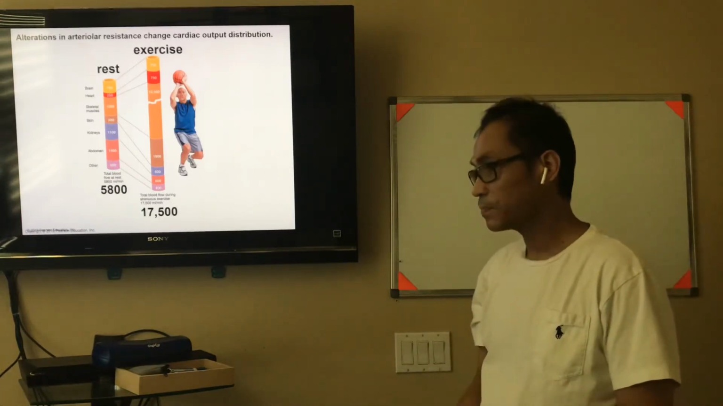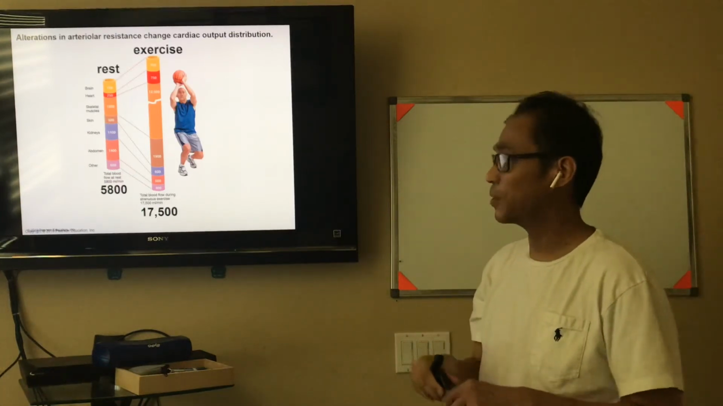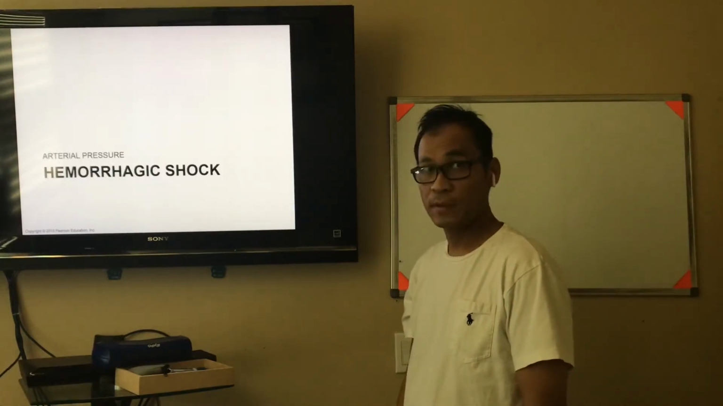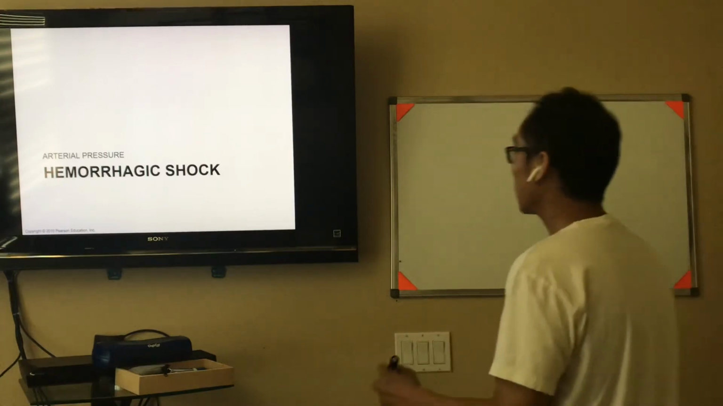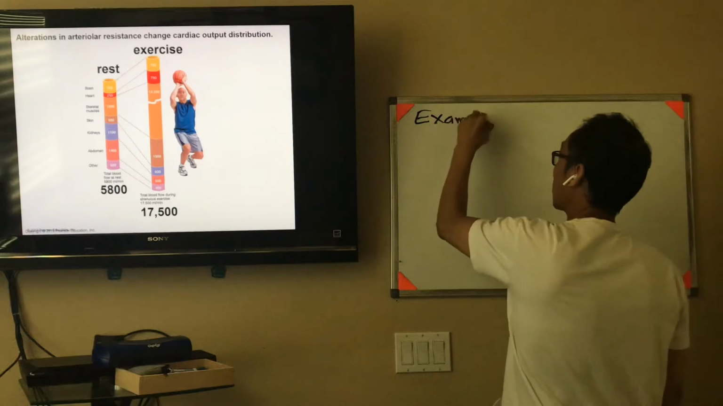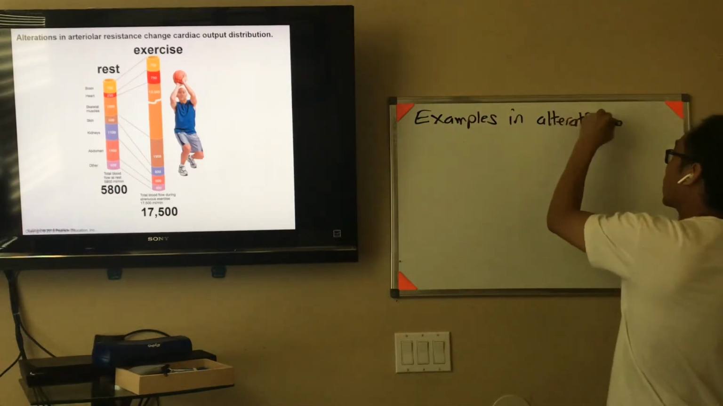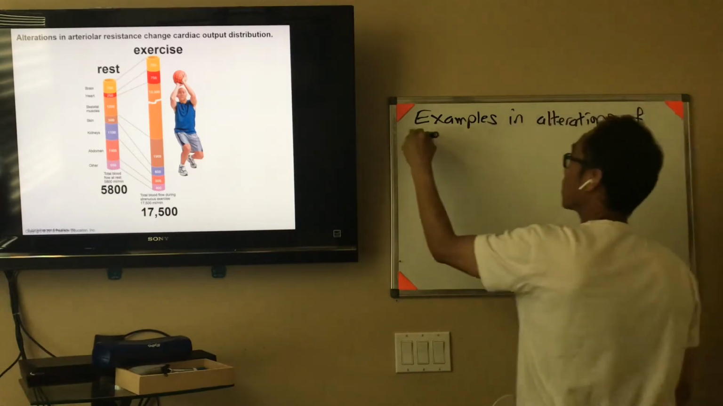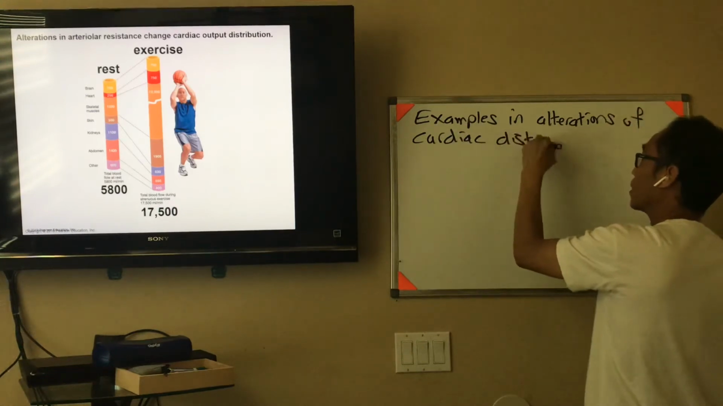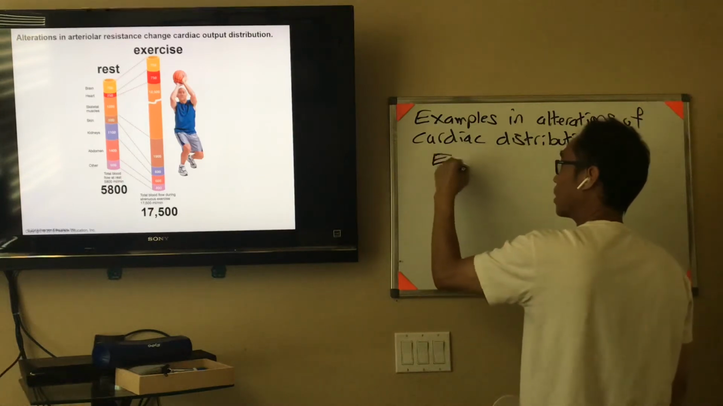Another example in changing the cardiac distribution is hemorrhagic shock. Here, basically, you're trying to preserve blood. Okay, so let me write this on the board. This topic is examples in alterations of cardiac distribution. This is called exercise hyperemia.